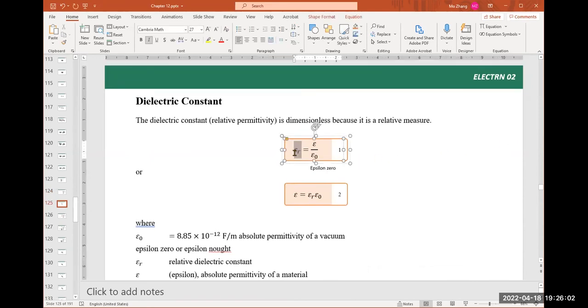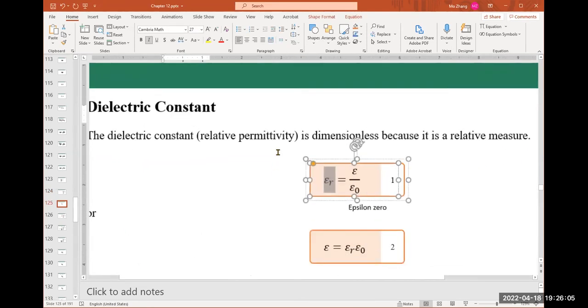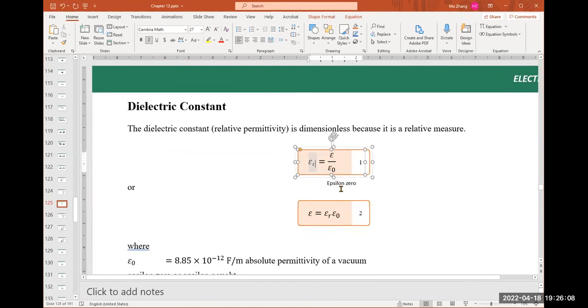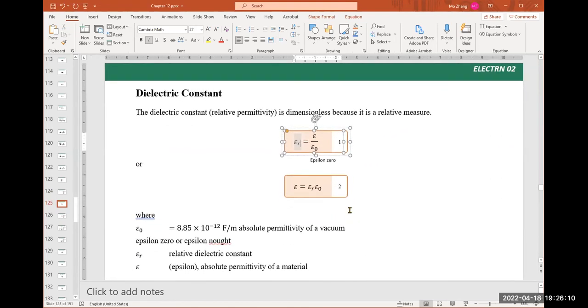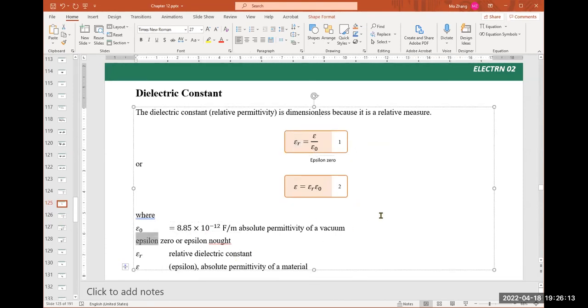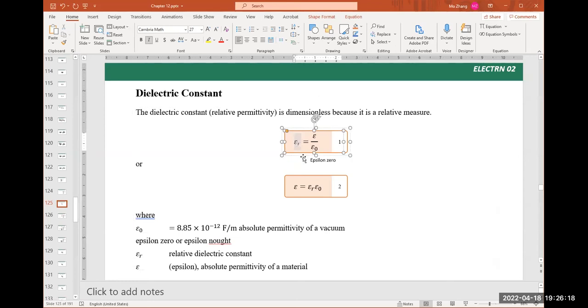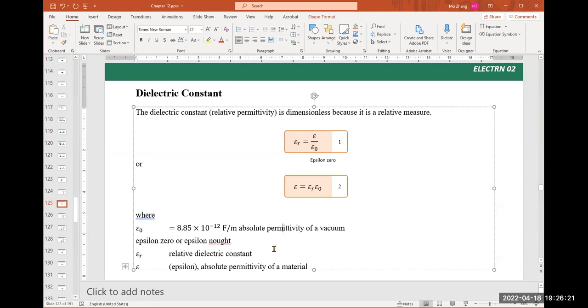And then here, this is the symbol. This symbol is not called E. It's a Greek letter and it's called epsilon. Epsilon R stands for relative permittivity, also called the relative dielectric constant. It tells how much better this material is compared to vacuum in terms of storing charges.